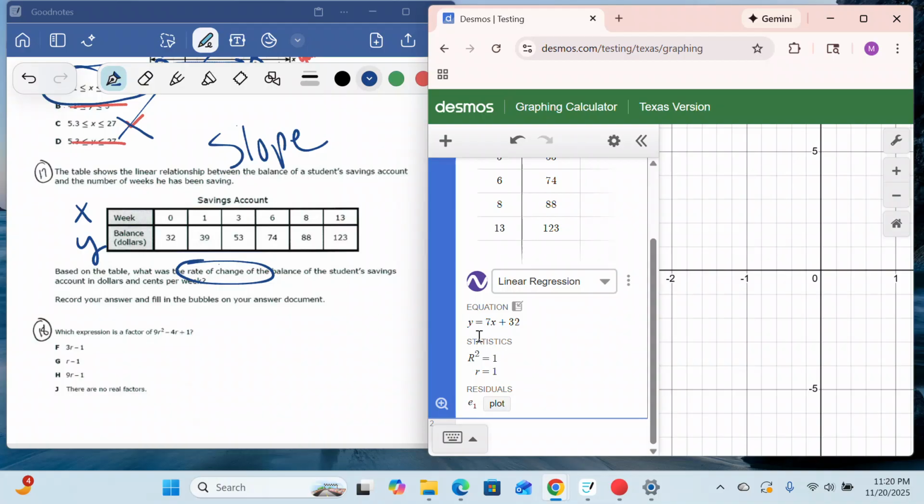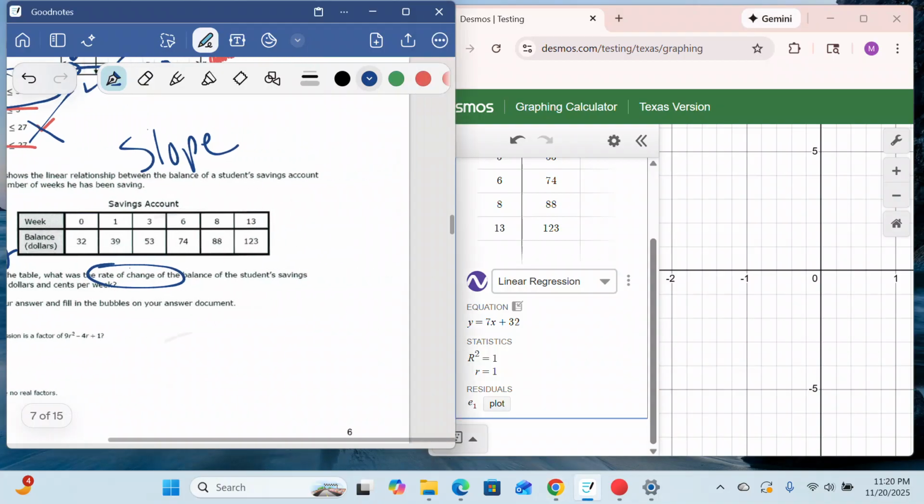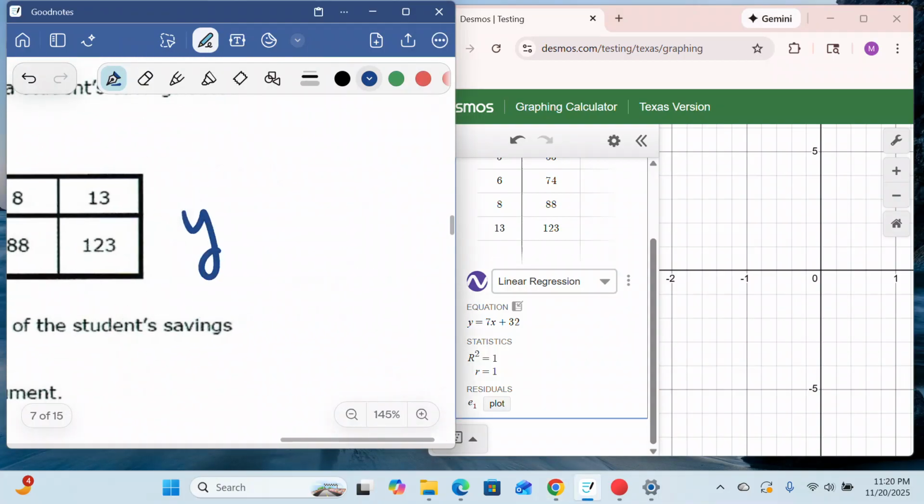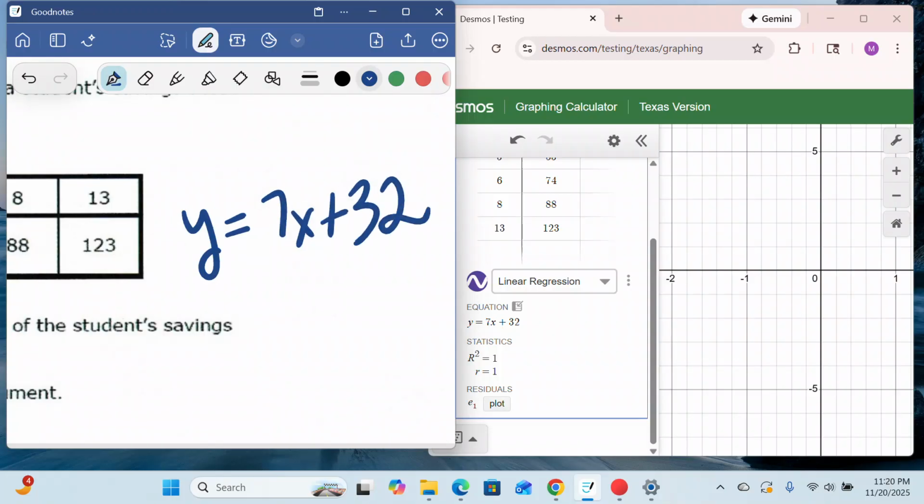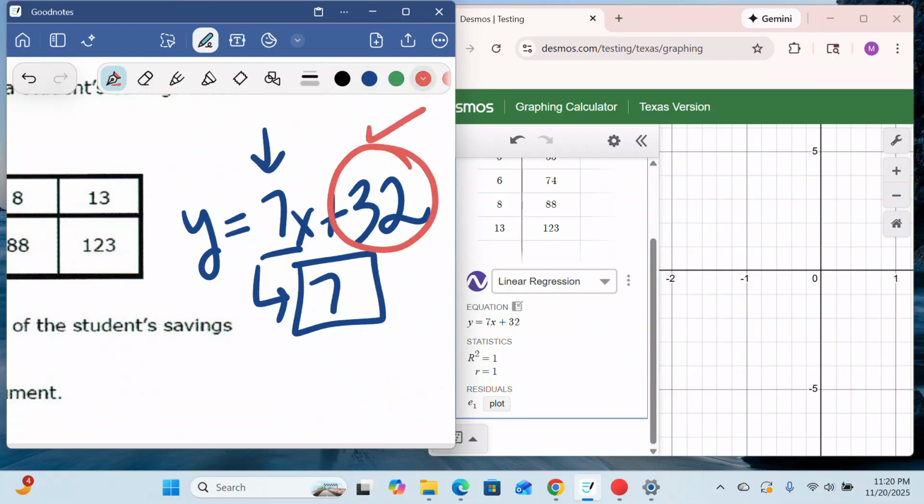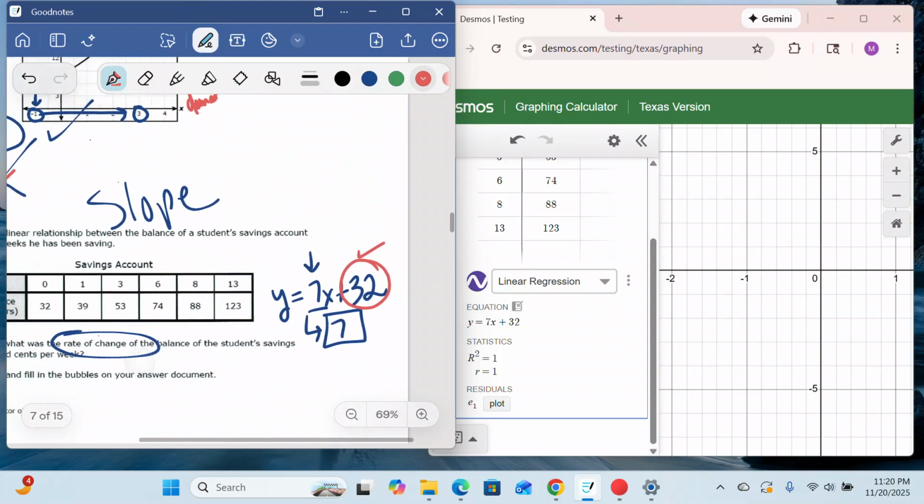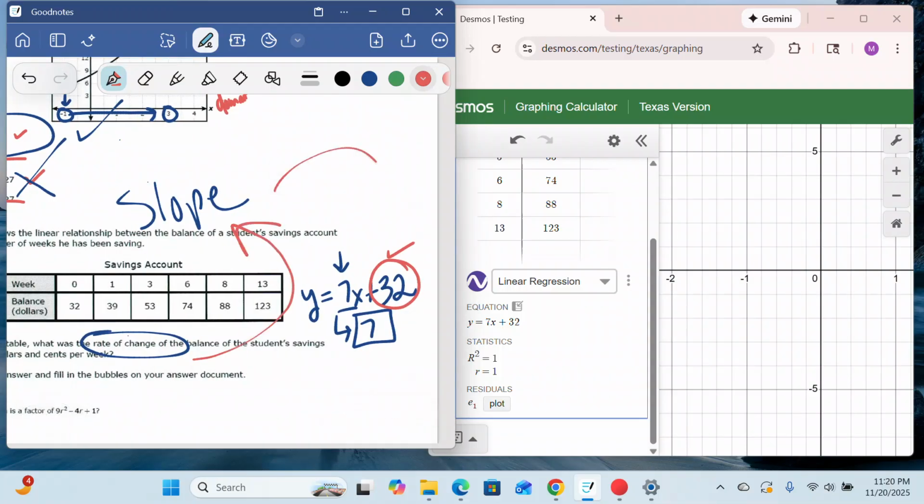Looking at this, y equals 7x plus 32. If a question was, what is my slope or my rate of change? My slope and rate of change is 7, because this is your m. And if they're asking for my y-intercept, it is positive 32. But they're not asking for that. They're just asking for the rate of change. My rate of change is the same thing as slope, and my slope is 7. So once again, slope is 7. And who does all the work? Desmos does all the work for you.